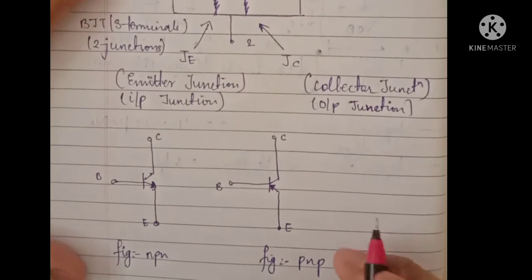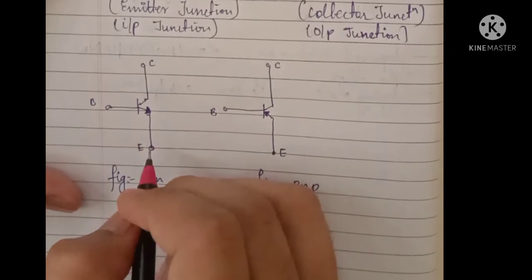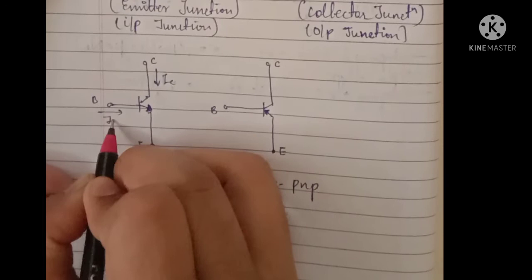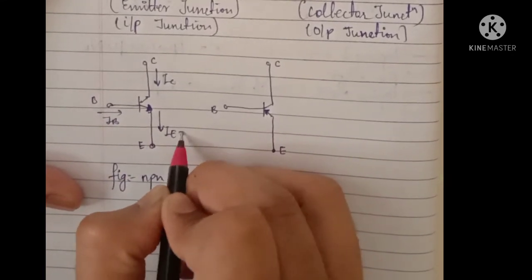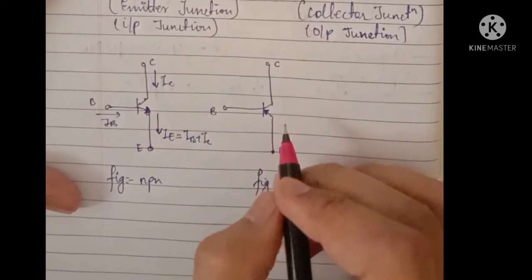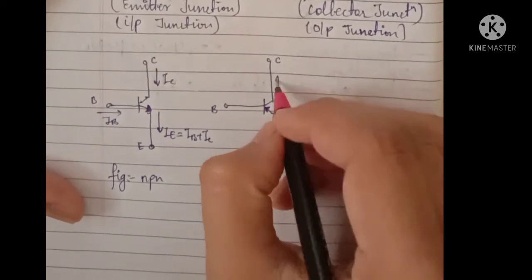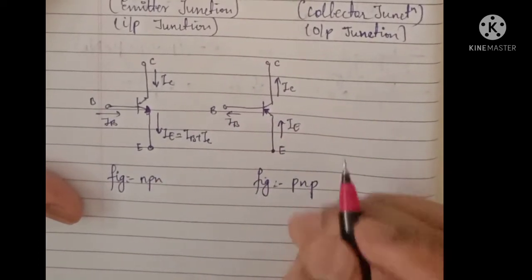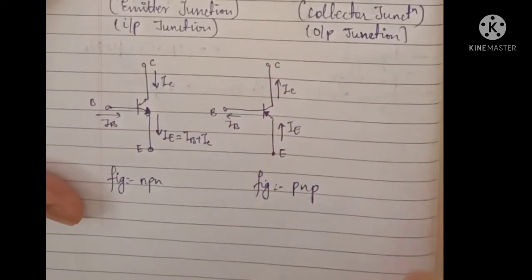So this arrow indicates that the emitter current is flowing toward the emitter side. Basically the collector current comes from this side, the base current, and together they form the emitter current. This is the sum of IB plus IC. In a similar way, the emitter current is moving this side, so it splits into two parts, IC and IB. So this is how it works for the NPN transistor, and similarly the PNP transistor.